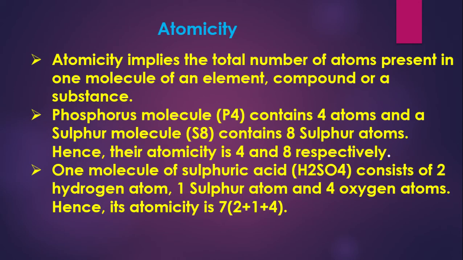Atomicity. Atomicity implies the total number of atoms present in one molecule of an element, compound or substance. A phosphorus molecule P4 contains 4 atoms and a sulfur molecule S8 contains 8 sulfur atoms. Hence, their atomicity is 4 and 8 respectively. One molecule of sulfuric acid H2SO4 consists of 2 hydrogen atoms, 1 sulfur atom and 4 oxygen atoms. Hence, its atomicity is 7. 2 plus 1 plus 4, 7.